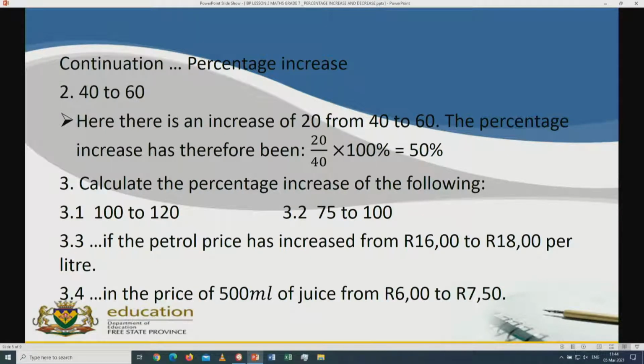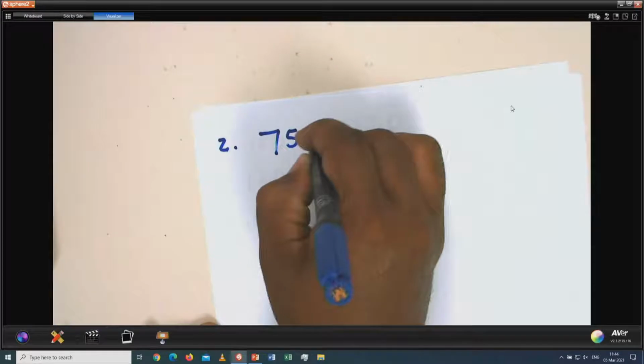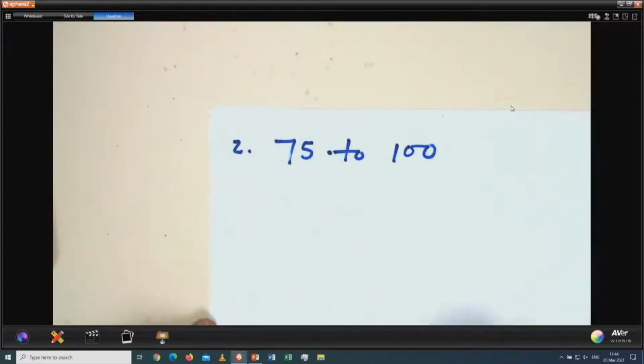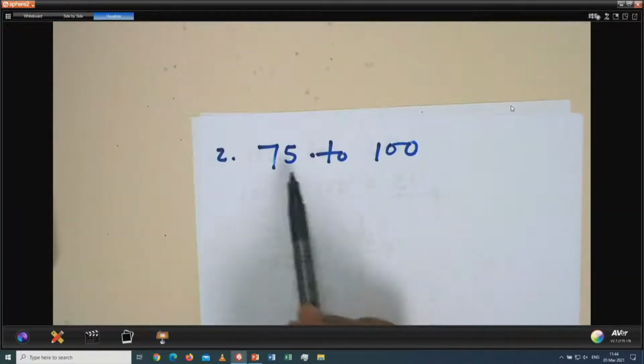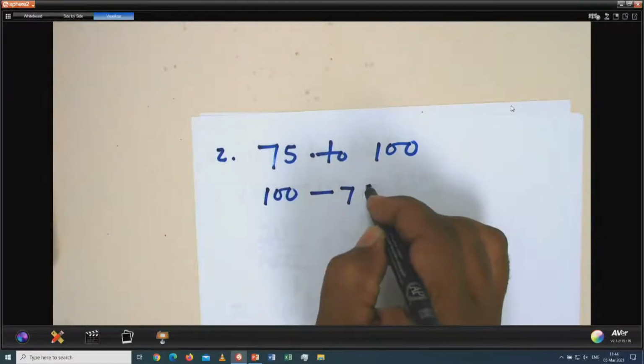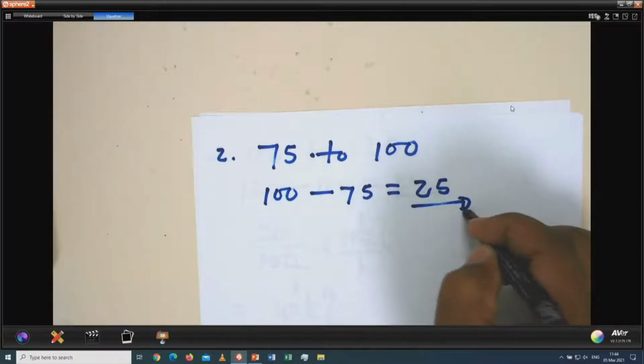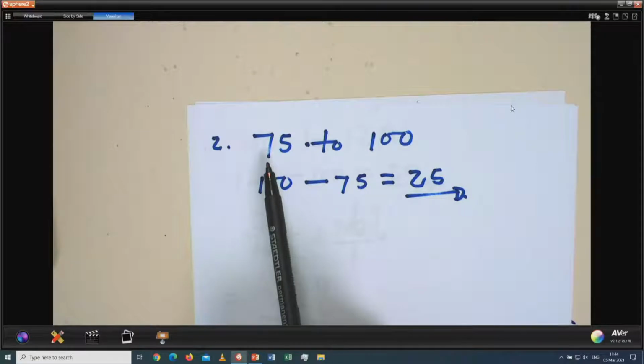3.2 says, calculate the percentage increase from 75 to 100. From 75 to 100. What is it that we need to do first? We need to find the difference. How do we find the difference? We say 100 subtract 75. What is 100 subtract 75? It will be 25. Therefore, there is an increase of 25 from 75 to 100.